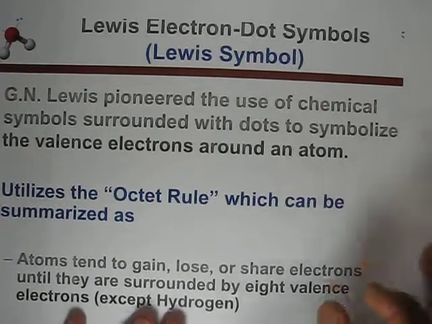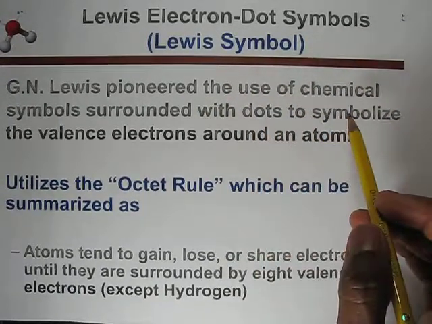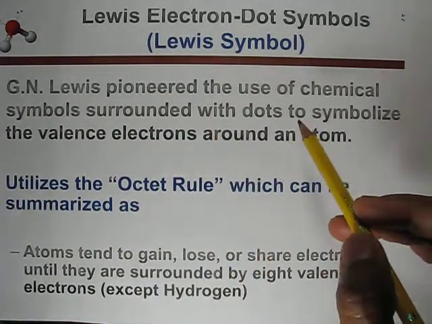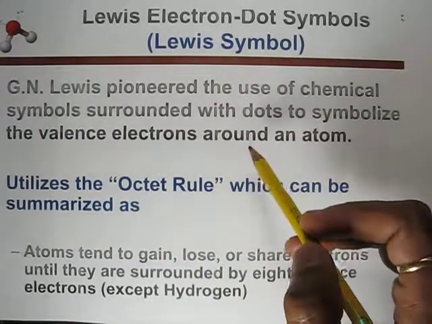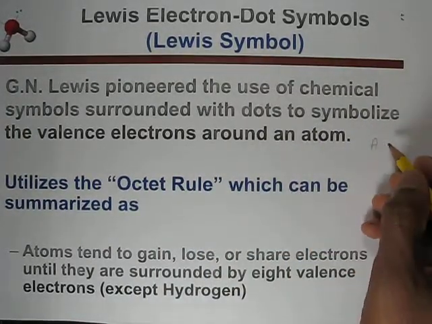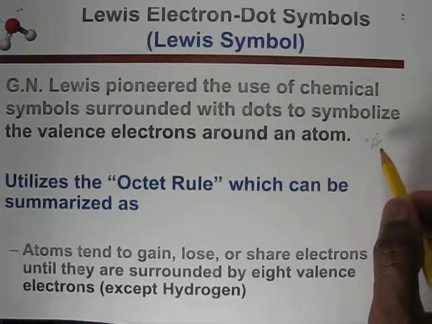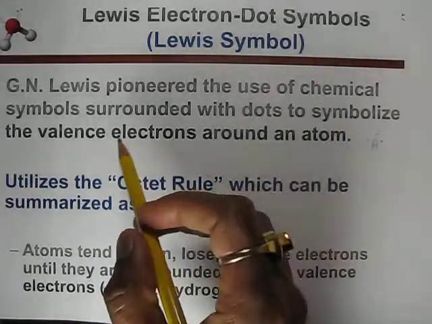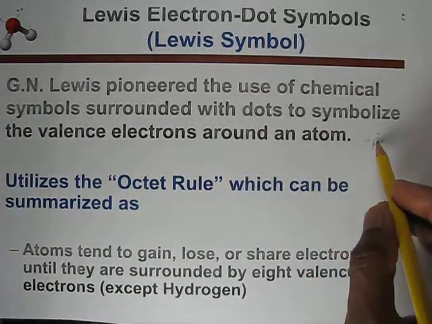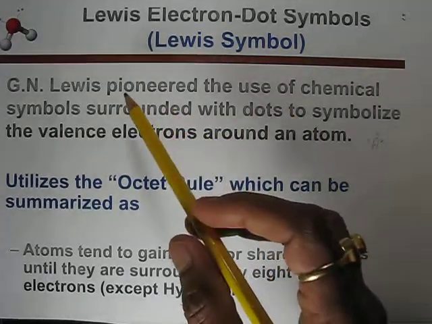So Lewis electron-dot symbol. G.N. Lewis pioneered the use of chemical symbol surrounded with the dot to symbolize the valence electron around an atom. So any atom which has extra dots around it, that represents the valence electrons. Valence electrons are used as a dot around the atom, and that is symbolized Lewis symbol.